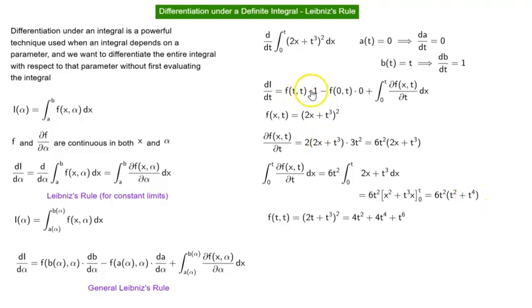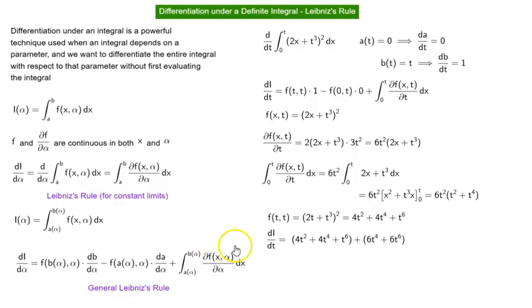And we also need f of t comma t. So f of t comma t is equal to, remember, it is f of x comma t. So the second t is already there. We are substituting x with t. So f of t comma t is equal to, instead of 2x, 2t plus t cube the whole square, which is equal to 4t square plus 4t^4 plus t^6.